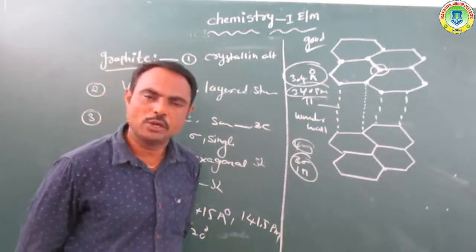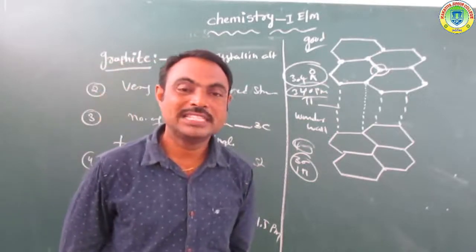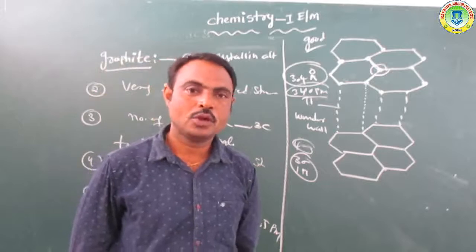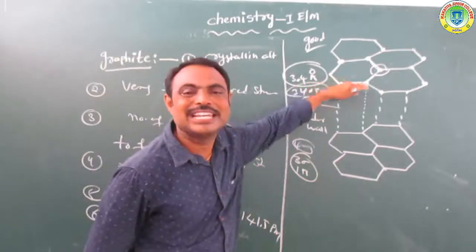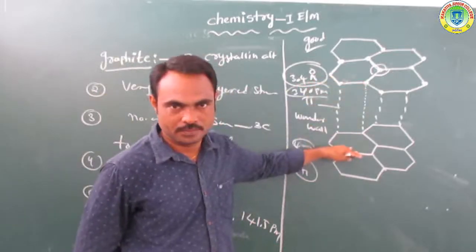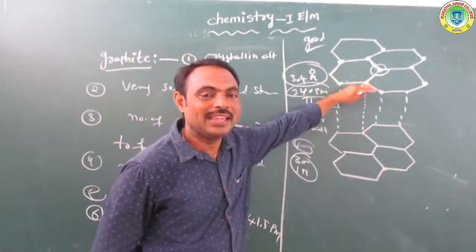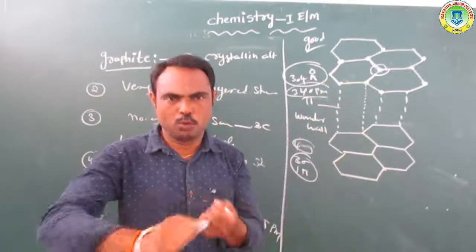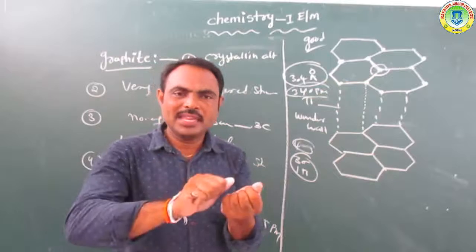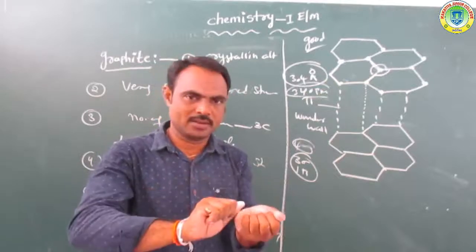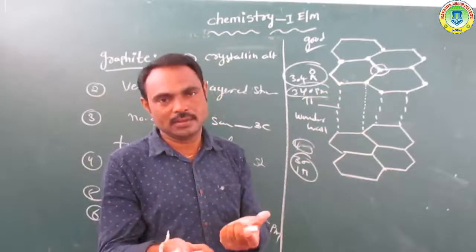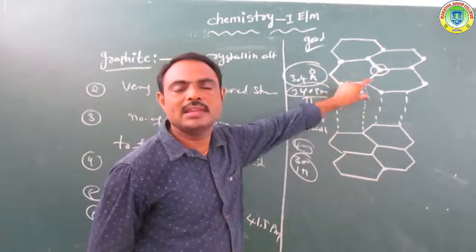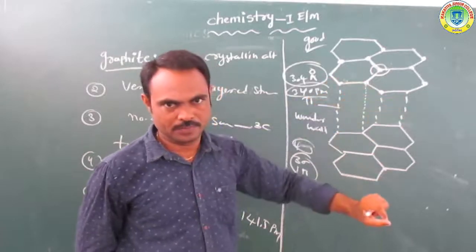Overall, we already know it is a layered structure. One layer slides over another layer. Sliding means they just move easily. One layer moves easily over another layer, just as if it is slippery. One layer is slippery to another layer.